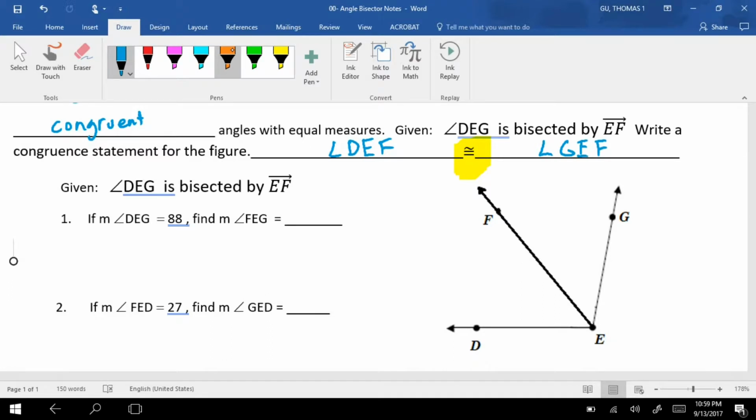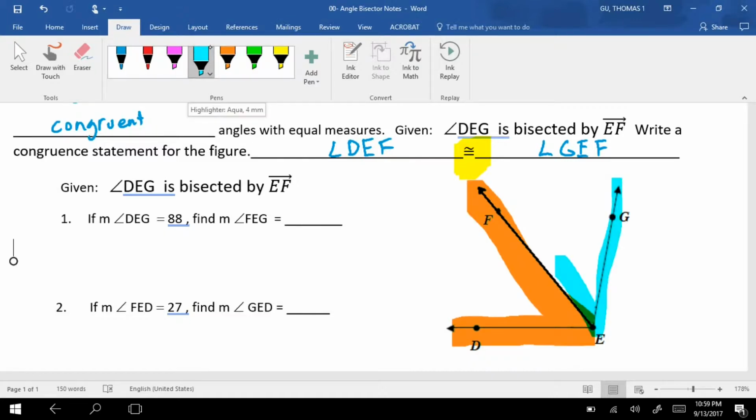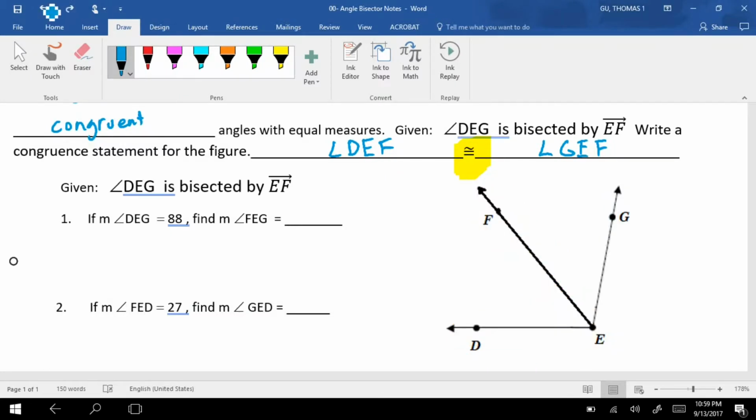So we can see that angle DEF is congruent to angle GEF. So those angles are the same. And how do we draw that? How do we show that it's the same? Like this. These two angles, boom, they're equal. They're congruent. Okay, so now let's go into these examples. We're going to do number 1 together.